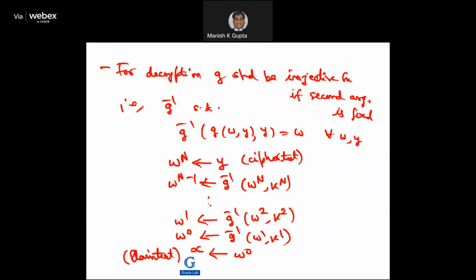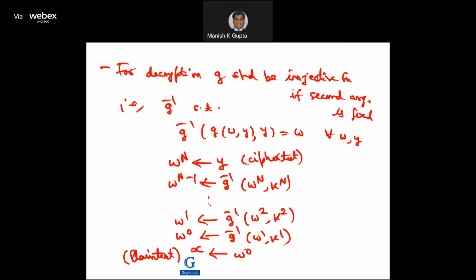Of course, this function should be invertible, right? If we can do the inverse, then only we can decrypt, right? So this is important, that G should be an injective function if the second argument is fixed. In that case, from the ciphertext you apply the inverse on the state and the key, you get one less state, and so on. Finally, you can get the plain text X, right? So it should be reversible at each step.